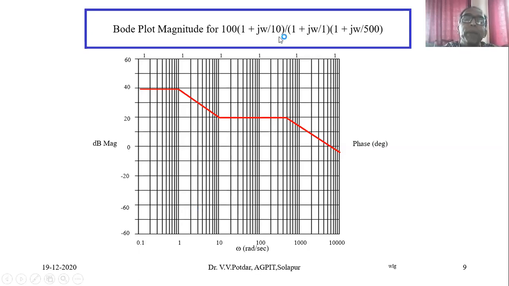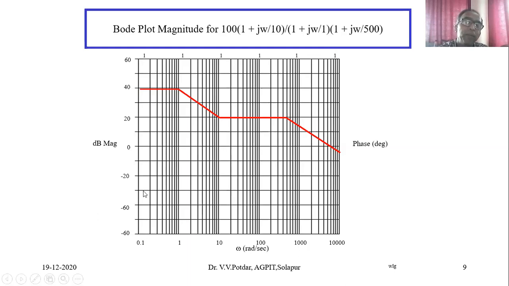So for the first factor, corresponding to frequency of 0.1, I get a phase angle, whatever value I get. For the second factor, similarly, I'll have tan inverse of omega by 1. For the third factor, tan inverse of omega by 500, and the net of this numerator term minus the denominator term, the addition of these angles, gives me the net angle. So for different values of frequencies, for 0.1 frequency, I get the resultant angle.